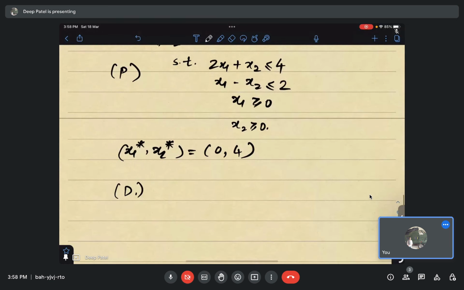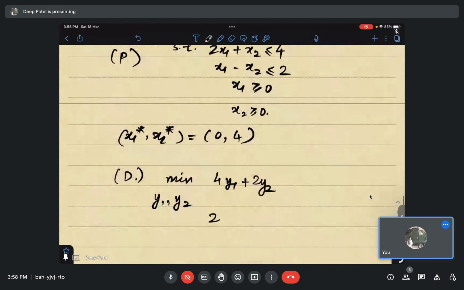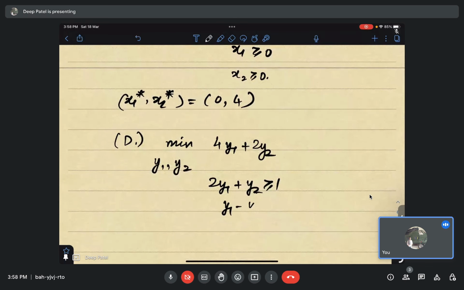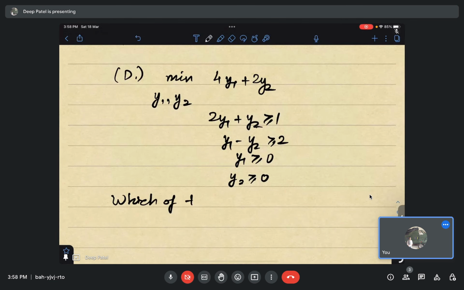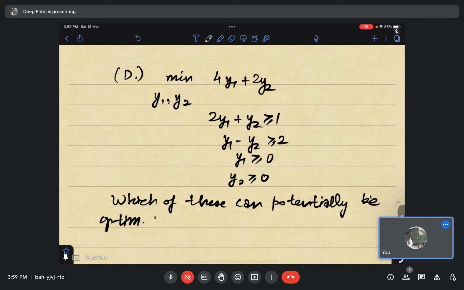and the dual is: minimize 4y1 plus 2y2, subject to 2y1 plus y2 greater than or equal to 1, y1 minus y2 greater than or equal to 2, y1 greater than or equal to 0, y2 greater than or equal to 0. So the question is, which of these can potentially be the optimal solutions of the dual problem?